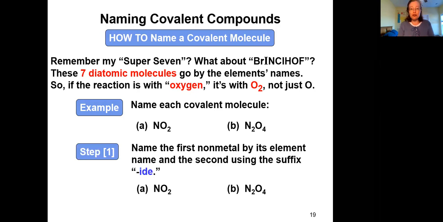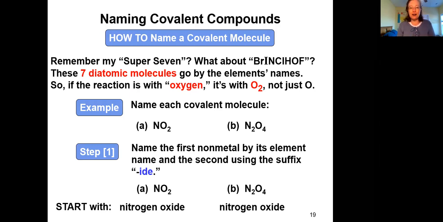Okay, so watch what happens. We're going to name the first nonmetal by its element name, just like we did with the metals. The second, though, his name is going to end with IDE. Well, that sounds really familiar too, doesn't it? So far, it's similar to what we did with the ionic compounds, but there's going to be a change. So we're going to start both of these by saying nitrogen oxide. First element's nitrogen, second one's oxide. But obviously these are 2 different molecules, so there's got to be something more to it.